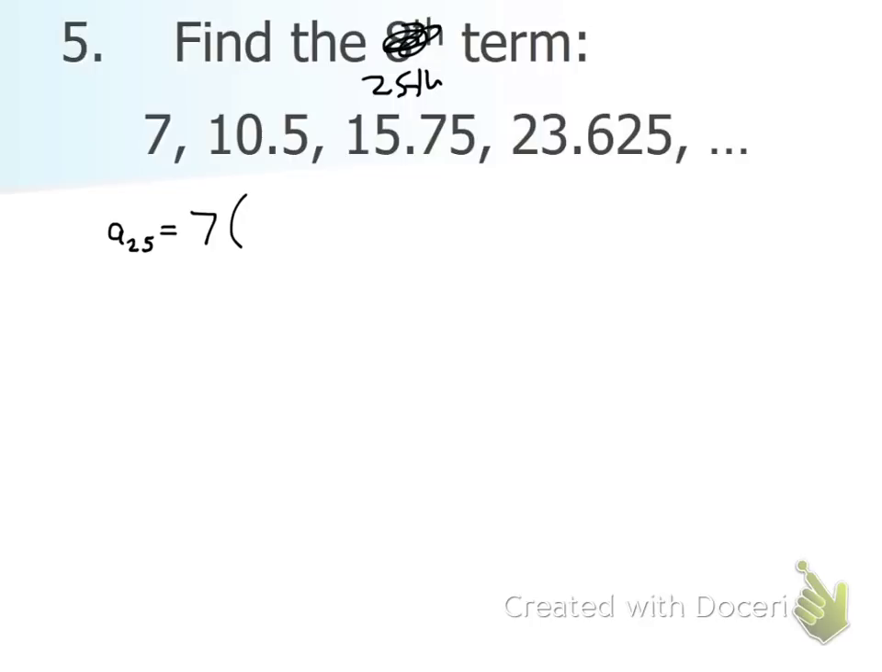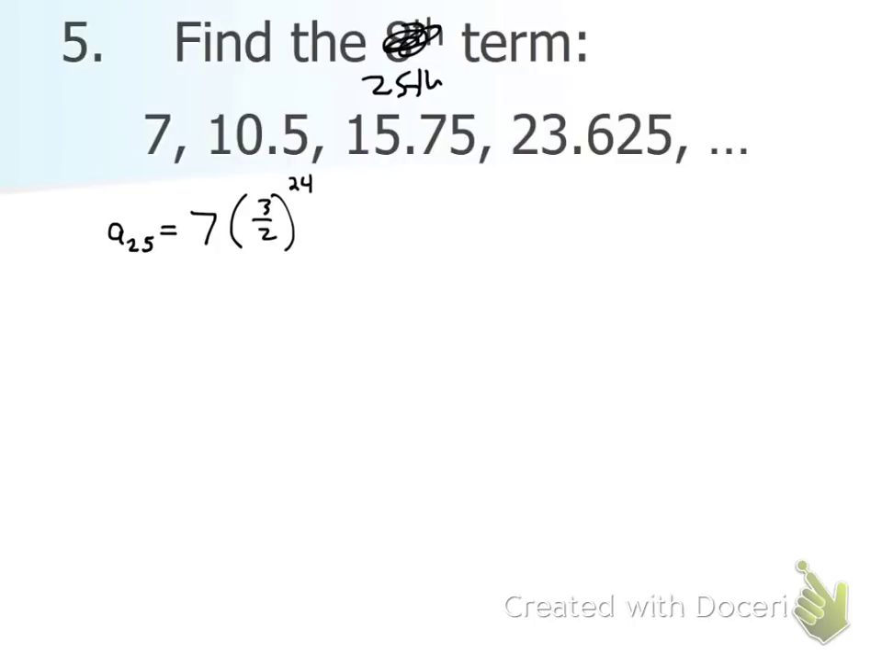Now convert that decimal into a fraction. That way we can be concerned. So we're going to take 10.5 divided by 7, hit enter, then convert it to a fraction. What do we get? 3 halves, good. I guess you didn't even have to convert. You should recognize 1.5. So 3 halves raised to the n, what is n? 25. So 25 minus 1, raised to the 24th.